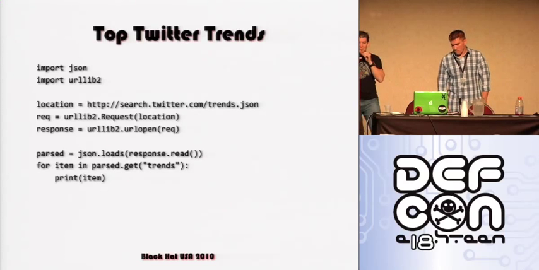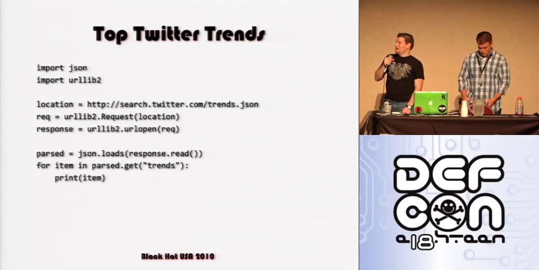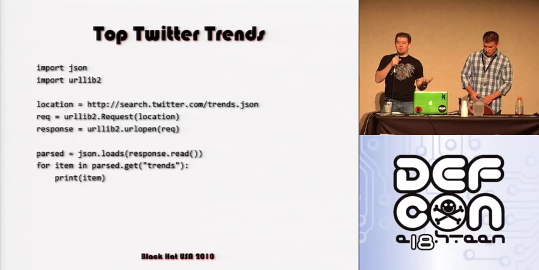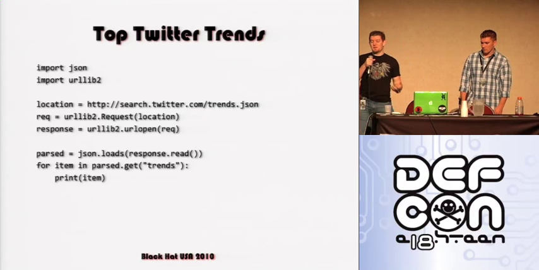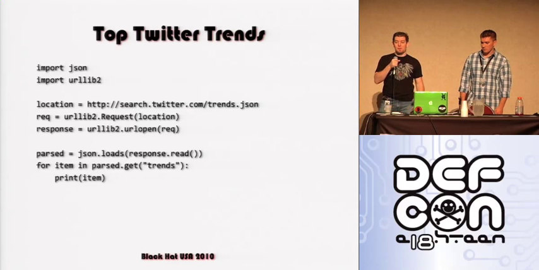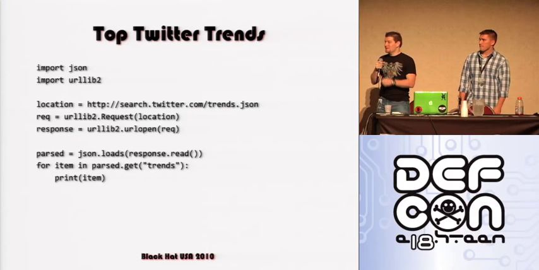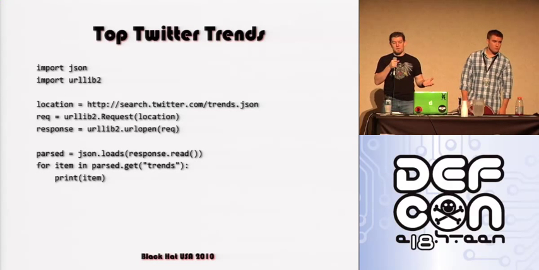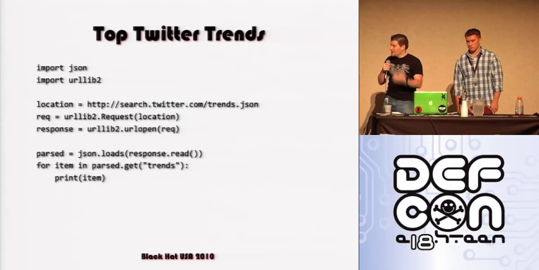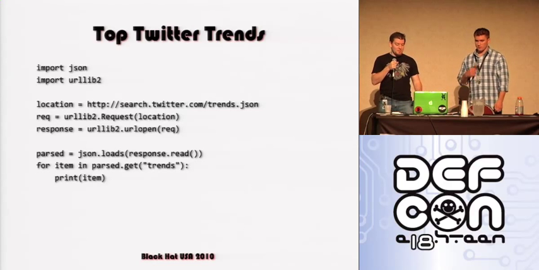JSON is obviously very, very popular now. JSON maps pretty much directly to Python types. A JSON object is a Python dictionary, and a JSON array is a Python list. So it makes it really nice. JSON, as of Python 2.6, is built into the standard library. This is just a couple lines of code. We'll go out to Twitter and grab all the current trends and print them out for you. Pretty simple.